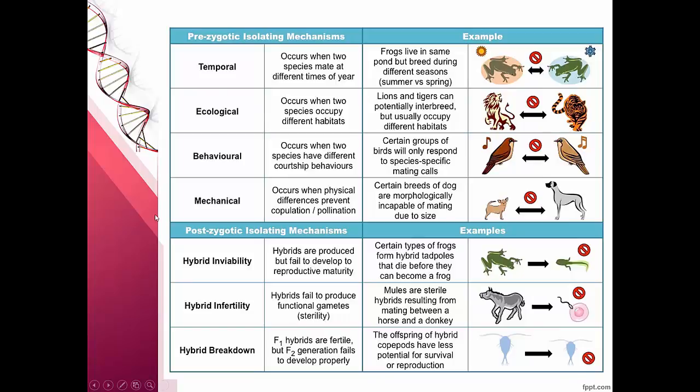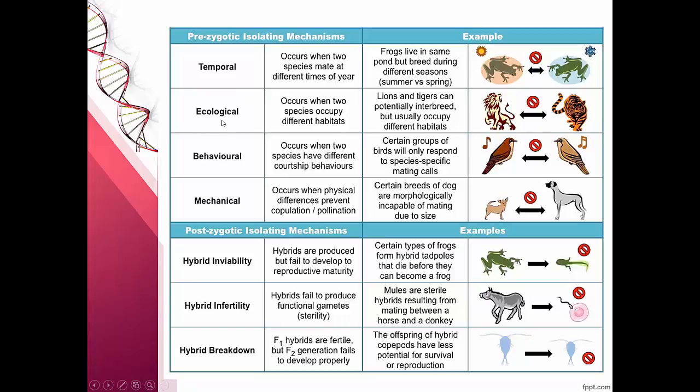All right, so we've got four essentially pre-mating isolation strategies. So what can prevent organisms from being close to each other and breeding with each other? You've got temporal, so these are if you are active at different times of the year. We've got frogs that live in the same pond but breed during different seasons, summer versus spring, and so therefore literally will not encounter each other. If one is hibernating, or if one is just off feeding, the other one might be in heat.